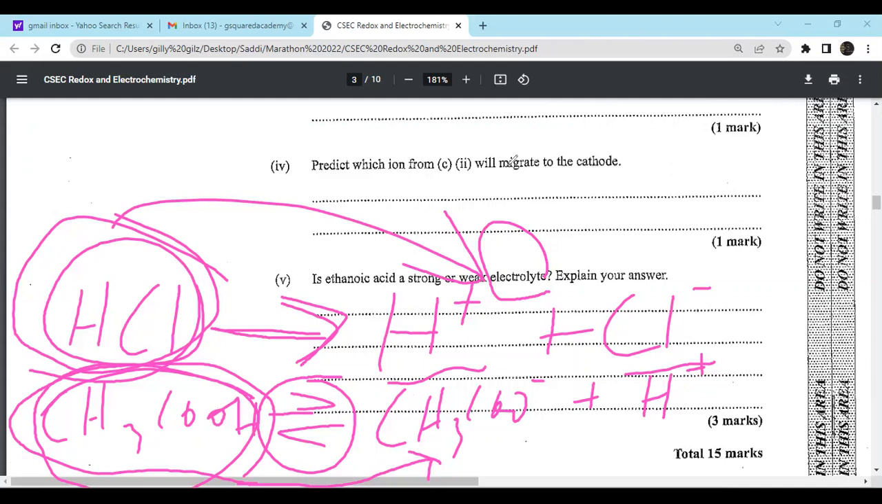So you would say in answering this that ethanoic acid is a weak electrolyte because it partially ionizes. And then you would write this equation here to supplement your answer. That will give you your full marks. You heard what I said? So you say that ethanoic acid is a weak electrolyte because it partially ionizes. Full stop. Then you write the equation. Okay? And you get your full marks.